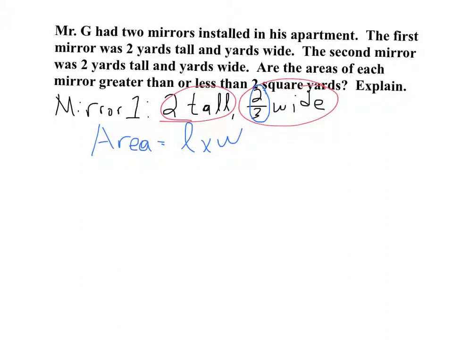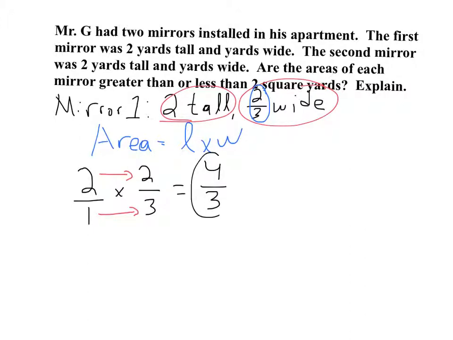And we're going to prove that with a little bit of work. So we're going to find the area of mirror 1 by multiplying 2 times 2/3, the length times the width. And now in order to multiply two fractions, we need two fractions. So we're going to take 2, which is a whole number, and write it over 1 to make it into a fraction. Then in order to multiply two fractions, we simply go straight across. The numerator times the numerator over the denominator times the denominator. 2 times 2 is 4, and 1 times 3 is 3.